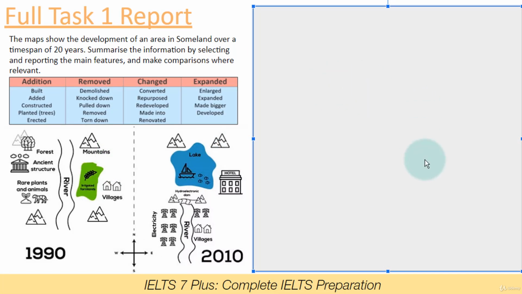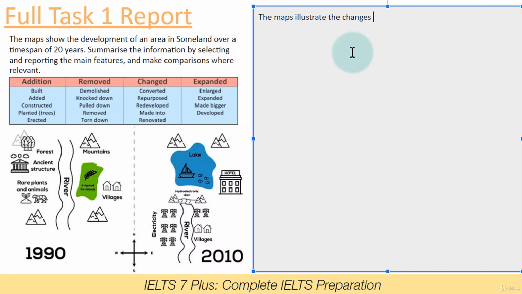The first thing, of course, we need to do is write our introduction paragraph of one sentence. So let's take a look at the question. Again, the maps show the development of an area. Of course, we have this vocabulary here. Maps are maps, there's no need to change this. The maps illustrate. I love using that word in Task 1 reports. The maps illustrate the development, the changes of an area.